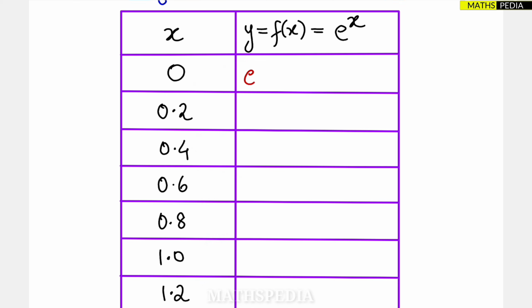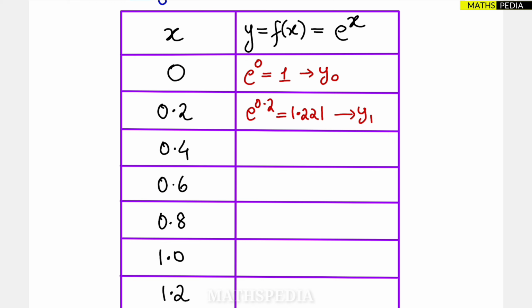So this one will be e power 0, which is equal to 1. This will be denoted by y naught or y0. Okay, this is very important, the first function y0. Next, e power 0.2 is equal to how much? 1.221, and this will be y1.